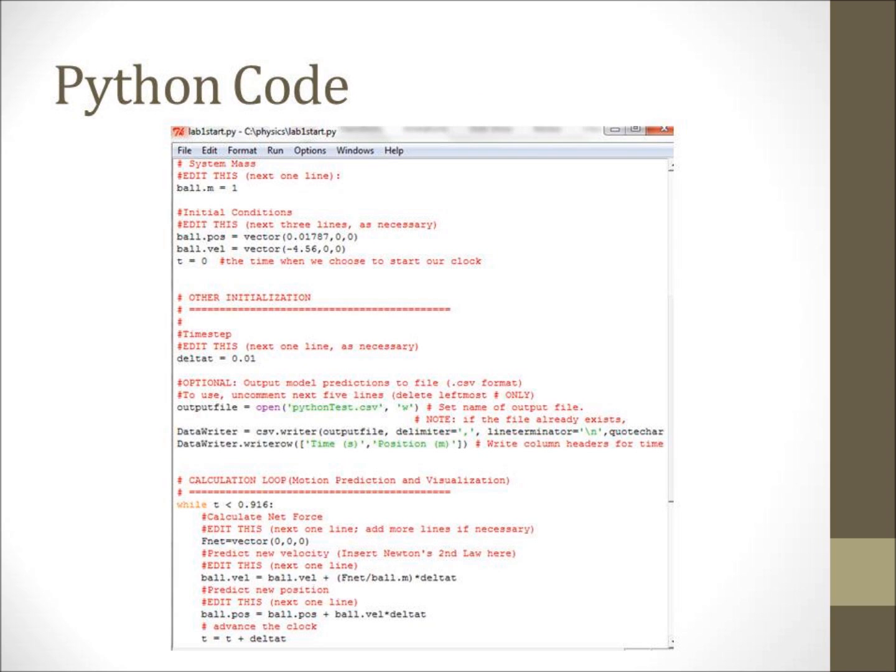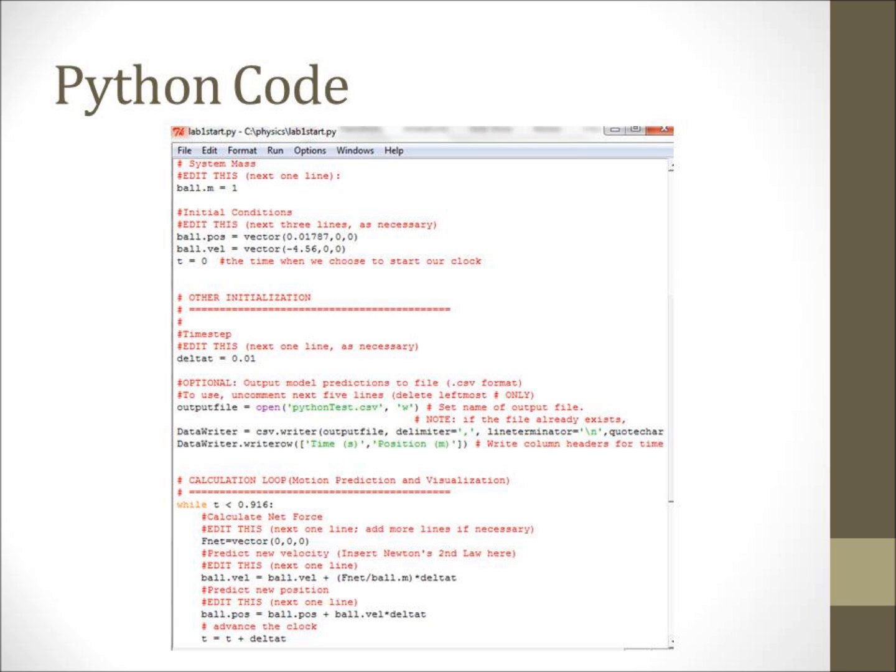From the data I obtained on Tracker, I changed some parts of the standard code given to us to create a computational model. I set my initial position of the ball to 0.0178 in the positive x direction, the velocity at negative 4.56 in the x direction, and input a new mass. The time was set to start collecting data at 0 seconds and iterate within a while loop on intervals of delta t of 0.01 seconds until it reached a final time of 0.916 seconds.